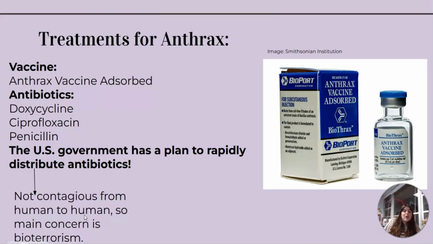But fear not, now there are treatments for anthrax. So if you were to get anthrax, you would be given the anthrax vaccine absorbed, and then additionally, you would be given an antibiotic. The most recommended one is doxycycline, and you would be given that for at least 60 days. The US government actually has a plan to rapidly distribute all these antibiotics because although it's not contagious from human to human, it is very much a threat for bioterrorism. So that is a large concern for the United States government.